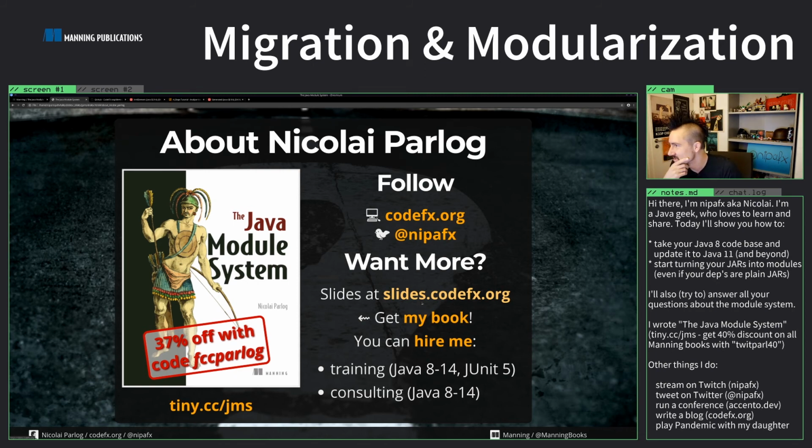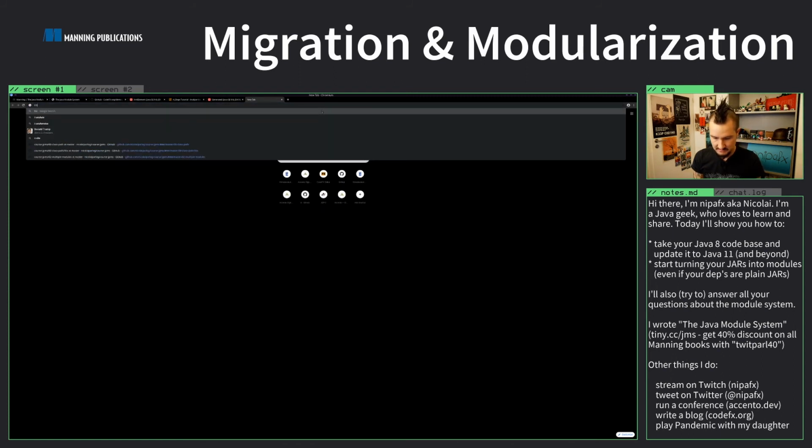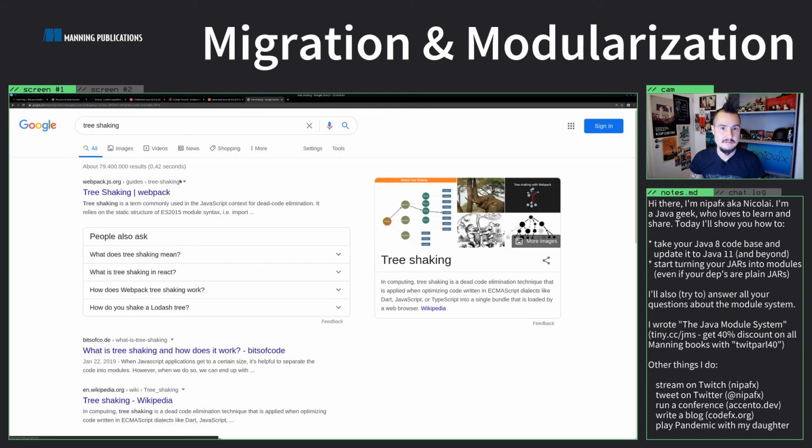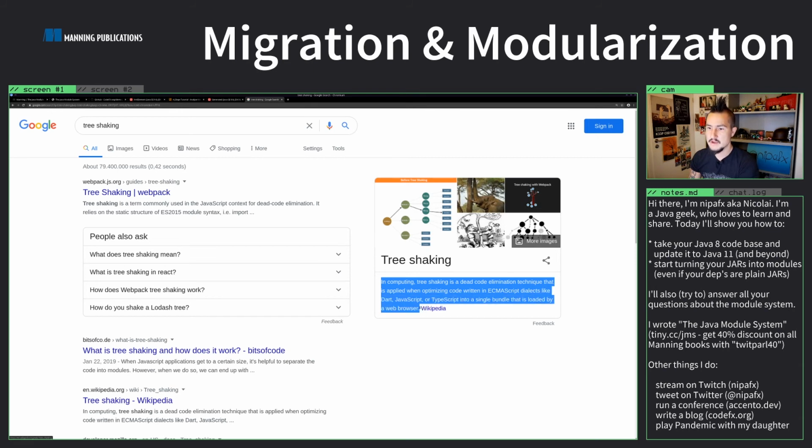Okay, so let's go through a question. Do you see anything like tree shaking? You know what? I always wanted to know what tree shaking was. Why not find that out now? In computing, tree shaking is a dead code elimination technique that is applied when optimizing code written in ECMAScript dialects. When it comes to modules as the atomic unit, then the module system does tree shaking in the sense that if your module path contains 100 modules, but you only need 2, then the final module graph will only contain these 2 modules and none of the other ones.